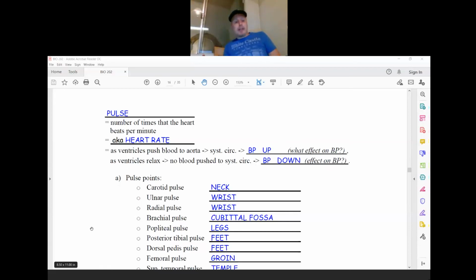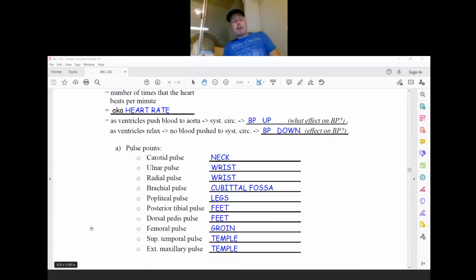It's this variation between these two that we can feel as the pulse, because pulse is always measured from our arteries. There's several places where you can measure pulse: from your neck as carotid pulse, from your wrist either as ulnar or radial pulse, so there are ulnar and radial arteries running at the wrist, and your brachial pulse from your cubital fossa, the opposite side of the elbow.